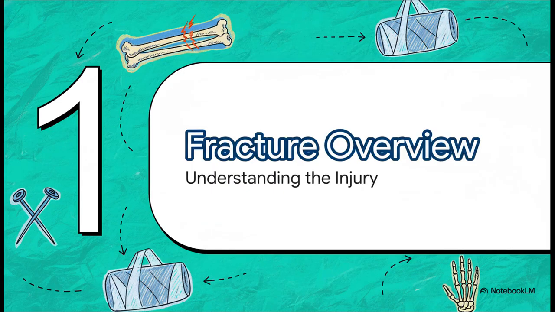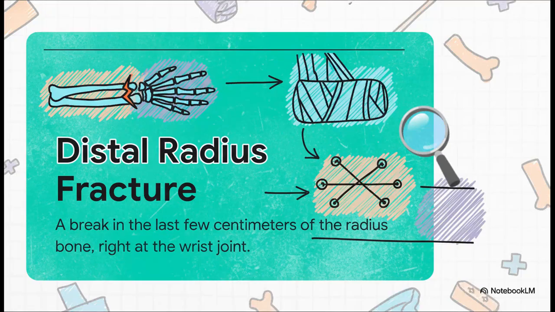All right, Section 1, Fracture Overview. Let's start by making sure we're all on the same page about what this injury actually is. So what exactly is a distal radius fracture? Well, it's a break right at the end of the radius. One of your two forearm bones.